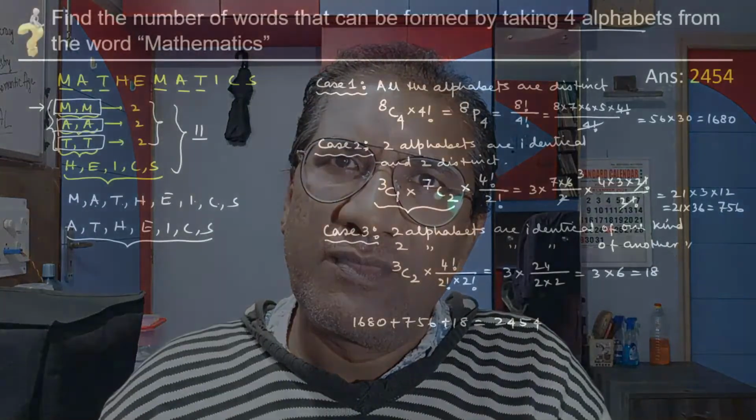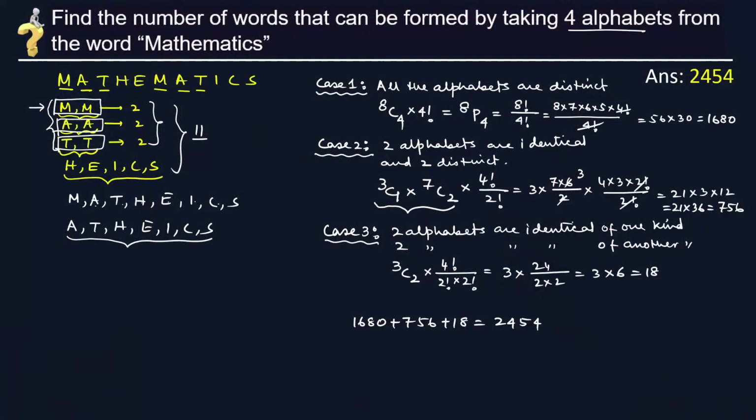The first case I have considered is that no alphabets are repeated. The next case I have considered is that 2 are repeated alphabets and the other 2 are distinct. And next we have considered 2 pairs in which 2 are identical of one kind and 2 are identical of another kind. Getting my point? And then we have added all those cases to get the total number of required words formed. Okay? Now let's move to a new concept.